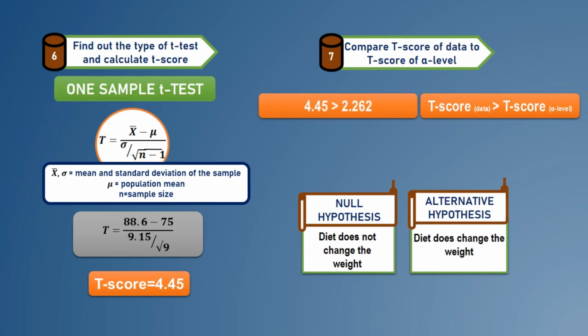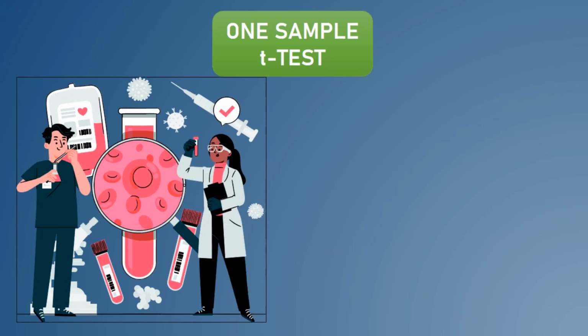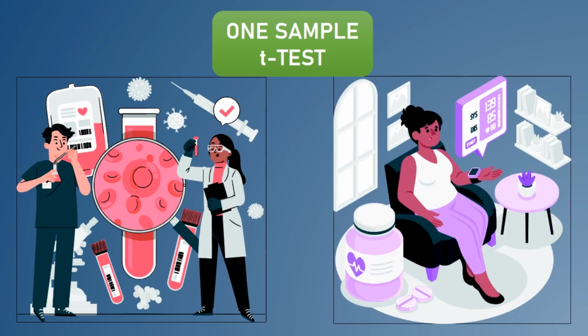Step 7. Since t-score of data is more than t-score of alpha level, therefore p-value will be less than the alpha level. Thus, the null hypothesis will be rejected and we can say that the diet has affected the weight. This kind of t-test is especially helpful when we actually know the normal range. For example, we know normal hemoglobin range is 12 to 14 or normal blood pressure is 120 by 80 and so on and so forth.